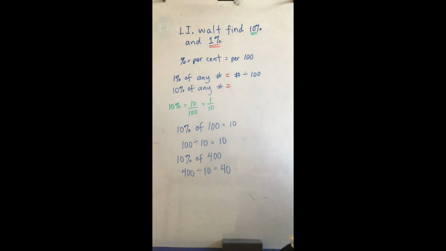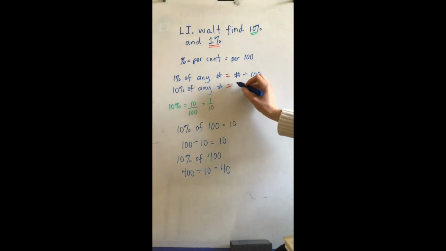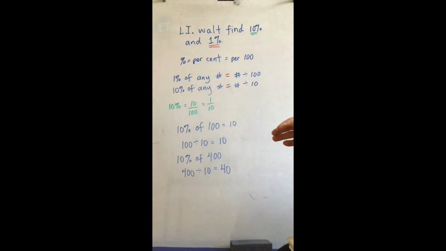And being able to find 1% or find 10% is going to help us solve all sorts of problems. So let's say we go to the shop. Oh, let's finish this first. The 10% of any number is the number divided by 10. Okay, just moving over one column instead of two, because as we know we have a base 10 number system, and when we divide by 100 we move over two columns. When we divide by 10 we just move over the one.